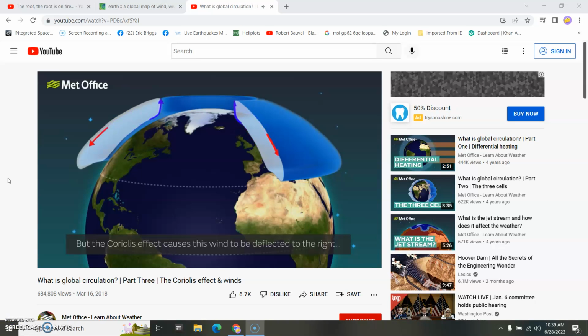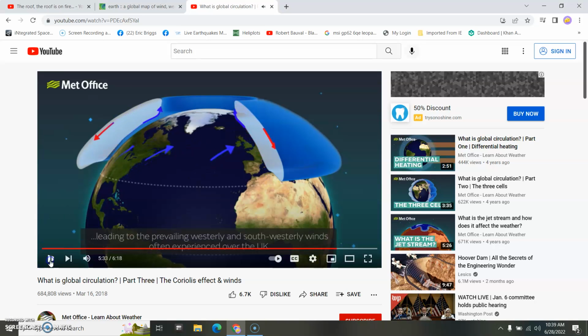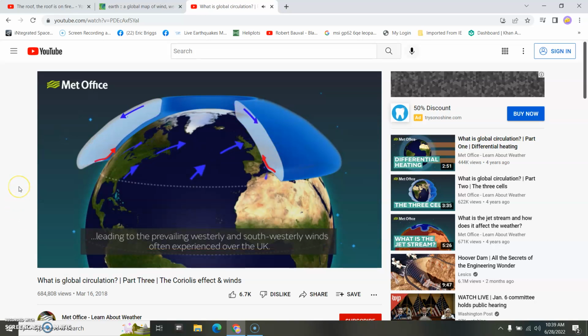The Coriolis effect causes this wind to be deflected to the right, leading to the prevailing westerly. The southwesterly winds often experienced over the UK.